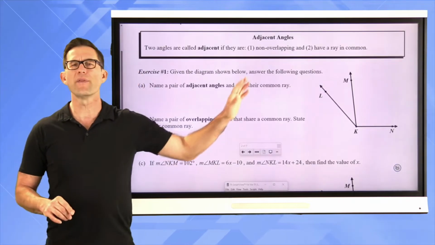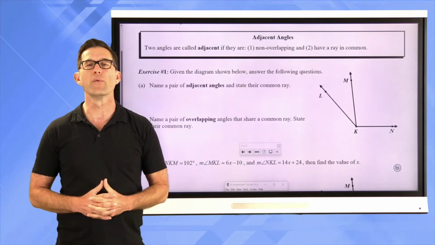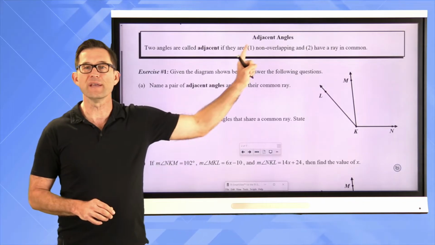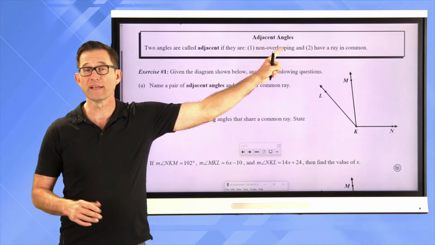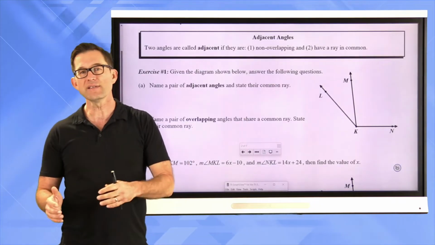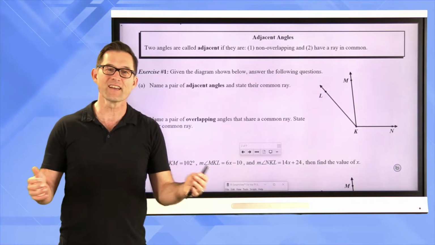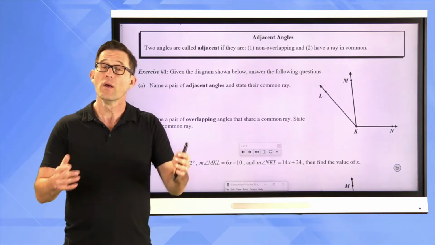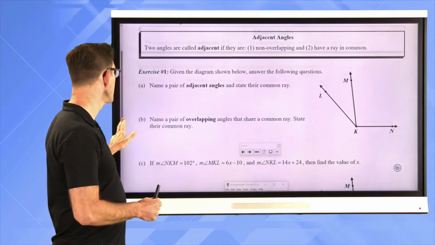So let's begin with one that is extremely important, what are known as adjacent angles. Two angles are called adjacent if they are one, non-overlapping, and two, have a ray in common. Now the word adjacent in math is very important, as it is in real life. Adjacent means next to. So adjacent angles are sort of two angles that sit next to each other that share a common ray and don't overlap at all. Let's work with that idea in exercise number 1.